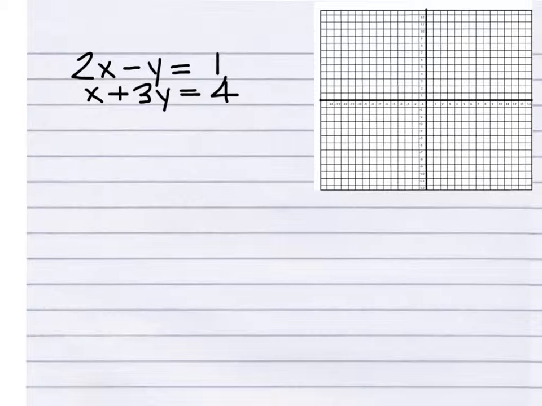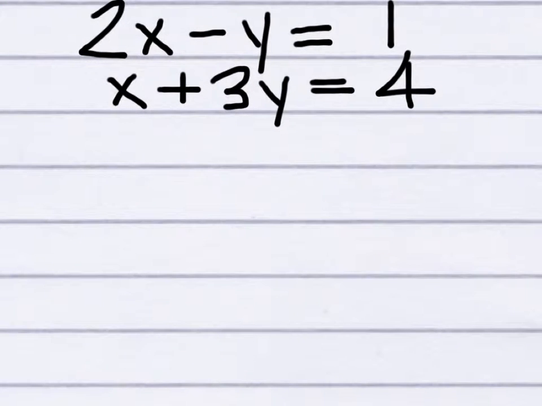Solving systems of equations by graphing and substitution. Here's the first one. You need to solve this by graphing. And if you must solve this by graphing, the first thing you must do to graph an equation is to make sure it's in slope-intercept form.